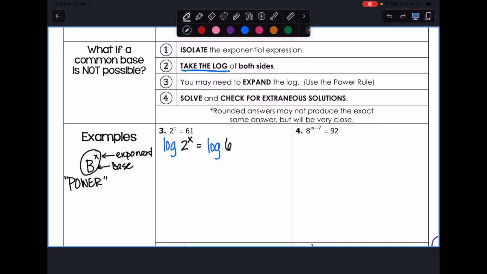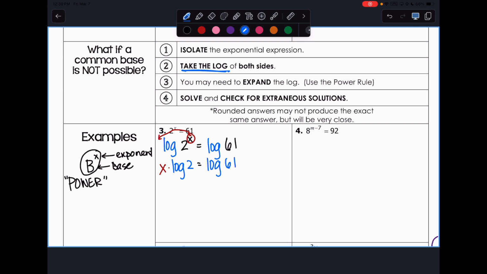61. My bad. 61. Okay. When we do this, it allows us to use this power rule property that we learned in 6.5, where we get to expand the log by taking this exponent and bringing it to the front to multiply with the rest of the logs. So when I do that, it allows us to isolate just the x side without changing any of the values. So that's going to be x times log of 2 equals log of 61.